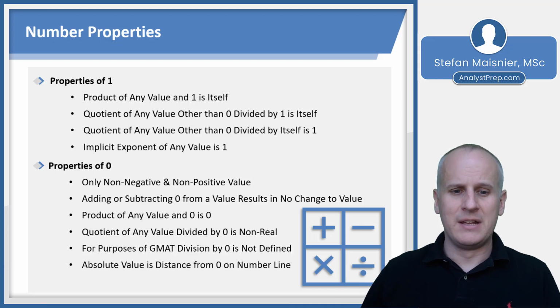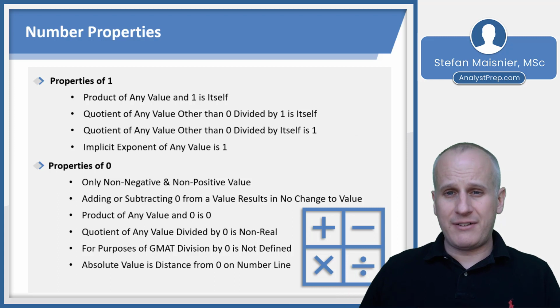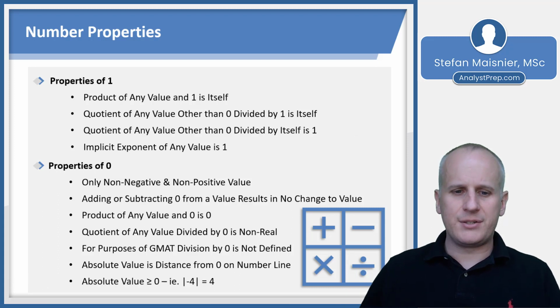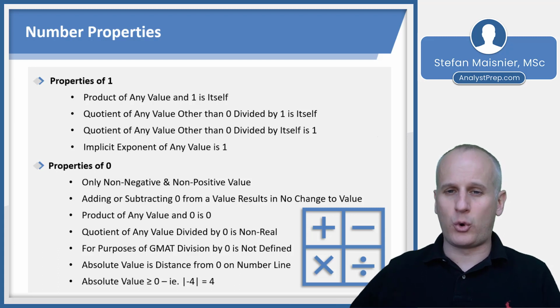So an absolute value is the distance from 0 on the number line. So that's what absolute value technically measures, is how far something is from 0 on that number line. And 0 is the center point of every number line. So your absolute values will always be greater than or equal to 0. For instance, the absolute value of -4, with those two vertical lines indicating absolute value, is 4 because -4 is 4 units from 0 on the number line.